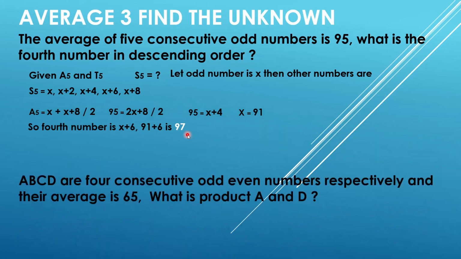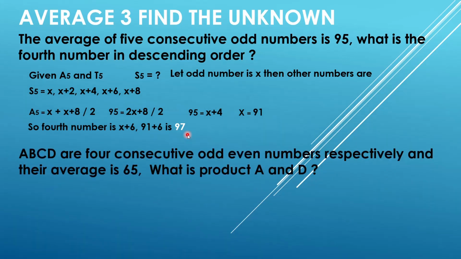Then only can you solve it like this example. Now I am taking a second example. a, b, c, d are 4 consecutive odd numbers. Here you can take even also. Their average is 65, so a4 is given. Now they are asking for the product of a and d. You need to find the first number and the last number, and then you can give the product.